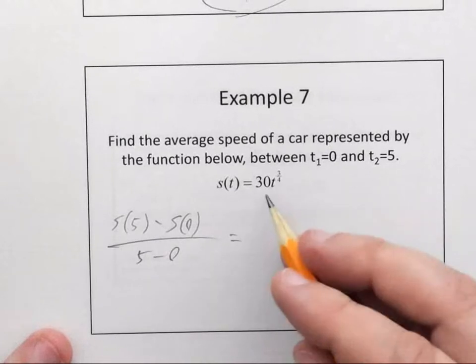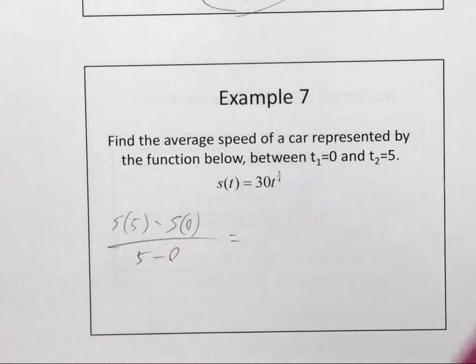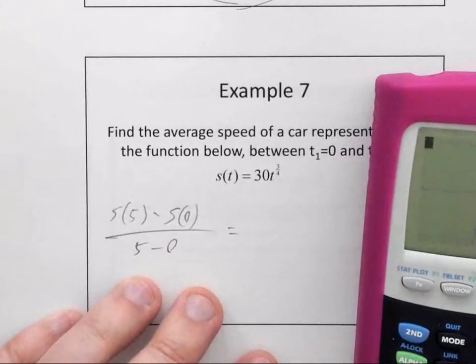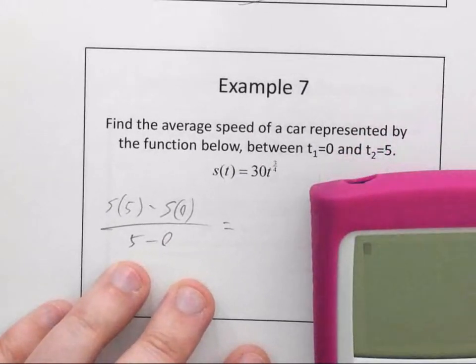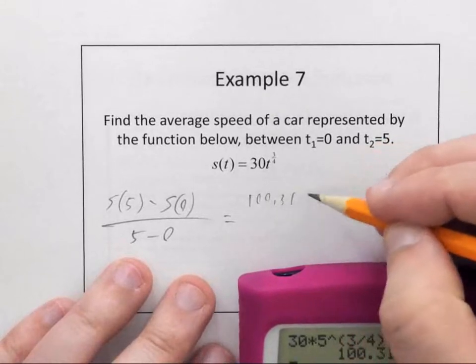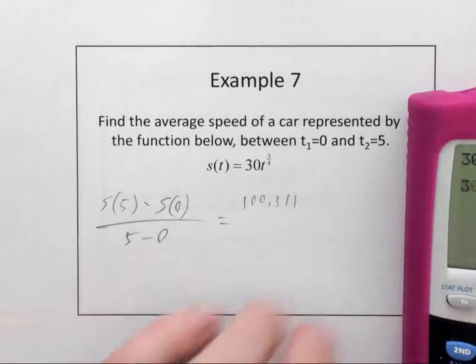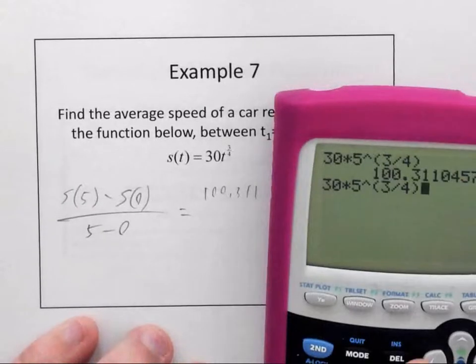If I plug in 5 to this, that's 30 times 5 to the 3/4 power. So I'll grab my trusty calculator. 30 times 5 raised to the 3/4. So I got 100.311. And then I'm just going to copy it, but go through and change the 5 to a 0.